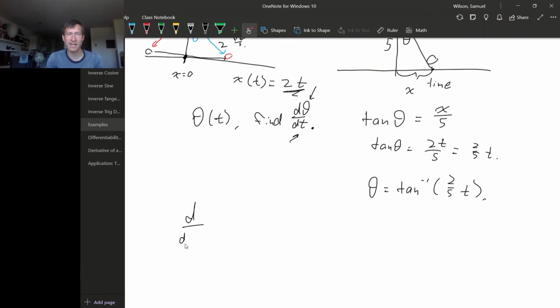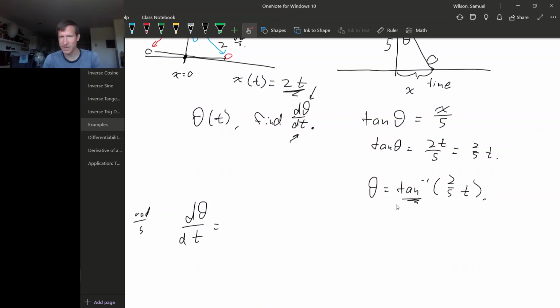So we can calculate d theta dt. This is going to be in radians, so it will be in radians per second. Because remember, when you're doing calculus, trig functions only speak radians. They don't speak degrees. And that goes for inverse trig functions as well.